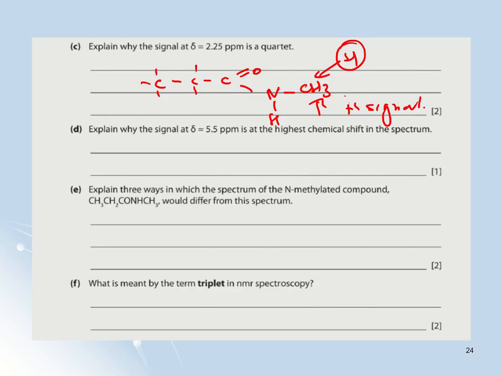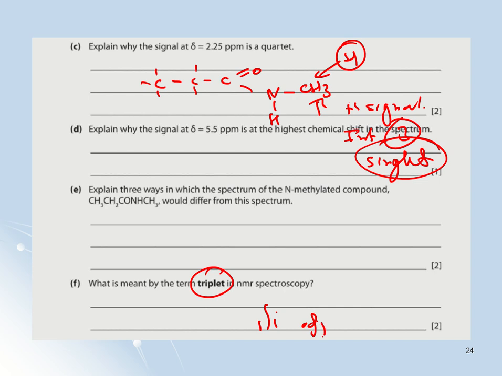So you're going to have one more signal. That is going to have an integration trace on it of 3, and it is not going to be split. That is going to be a singlet. What is meant by a triplet in NMR? Well, a triplet is just simply 3 peaks, and it tells you that whatever you've got is adjacent to a CH2.